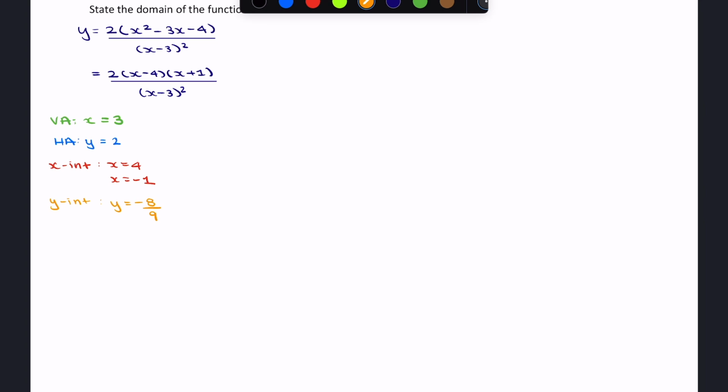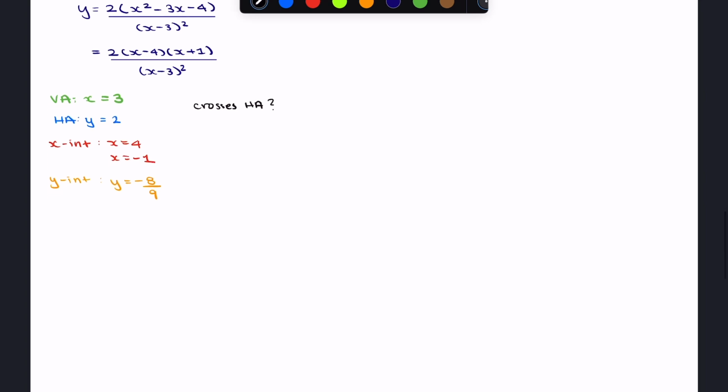And so what is interesting as well is that if we look at our horizontal asymptote, we want to see again, does it cross the horizontal asymptote? And so let's sub that in. So if we sub in y is equal to 2, 2 is equal to 2x squared minus 6x minus 8 over x squared minus 6x plus 9.